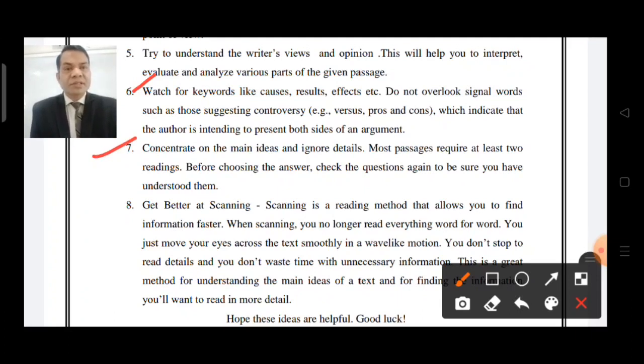Next point, concentrate on the main idea and ignore details. Most passages require at least 2 readings. Before choosing the answer, check the questions again to be sure you have understood them.